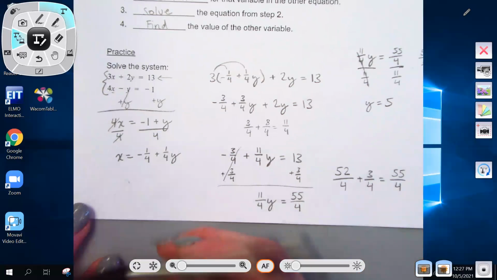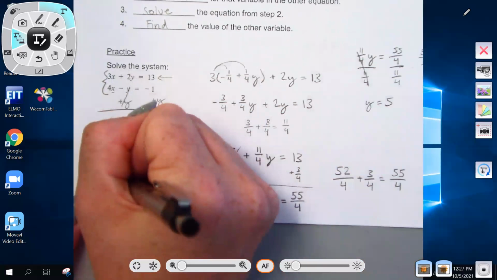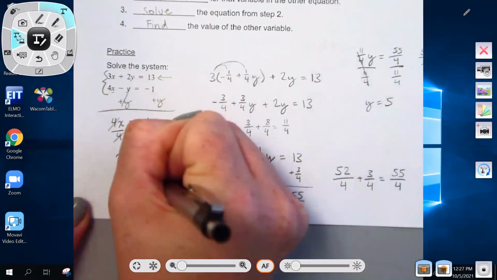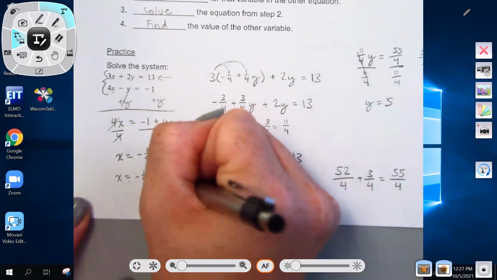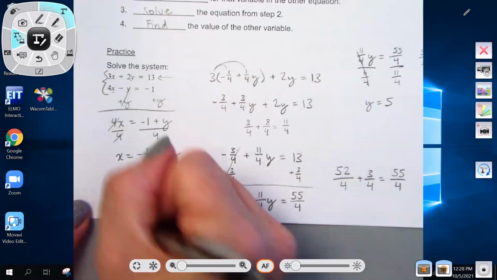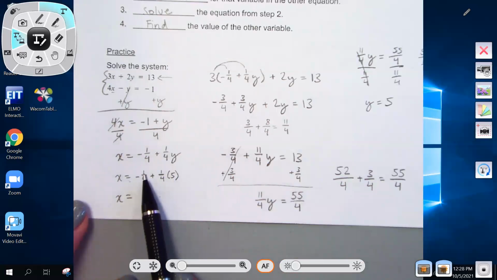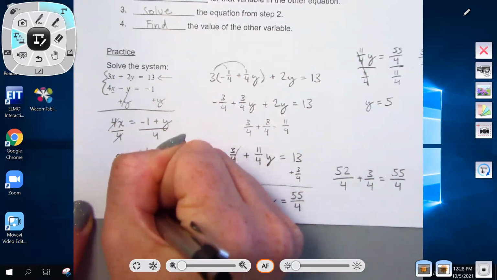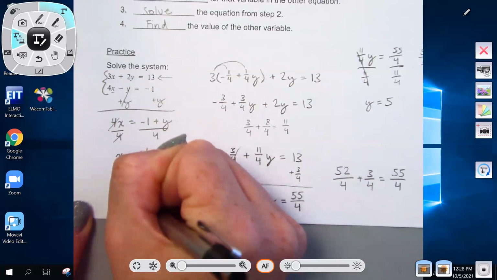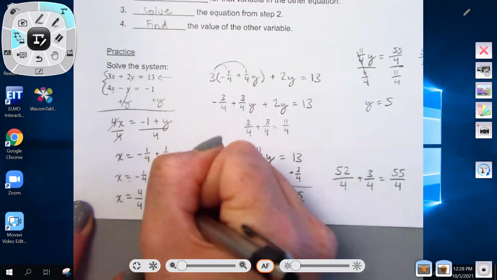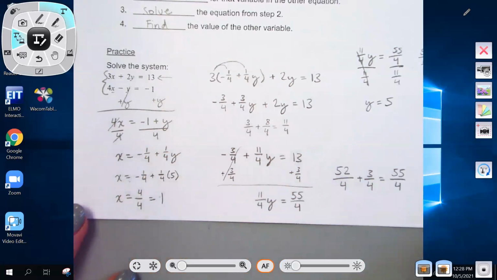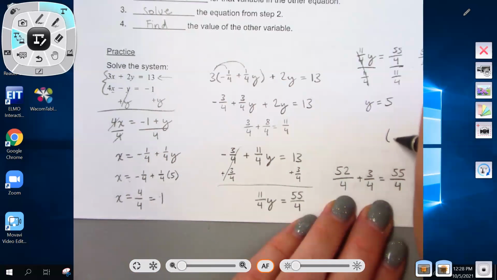So now our equation that is solved for X, negative 1/4 plus 1/4 Y, but now we know Y is 5. We plugged in 5 for Y right here, so that we can find X. What is negative 1/4 plus 5/4? Negative 1 plus 5 is 4/4, which equals 1. So our solution as an ordered pair, our X is 1, our Y is 5.